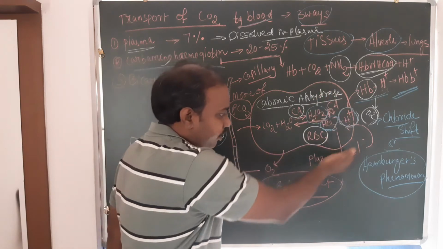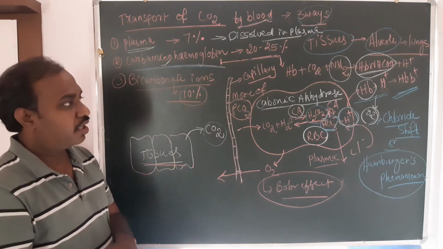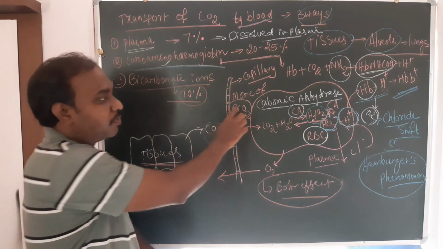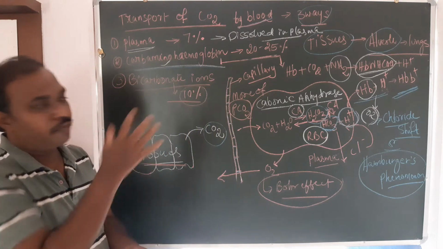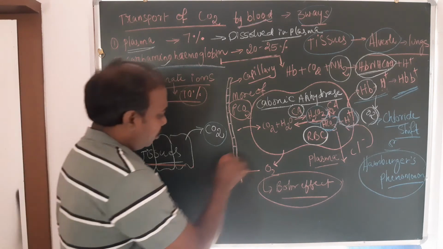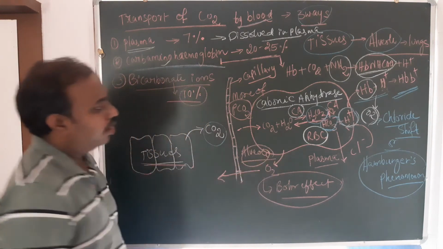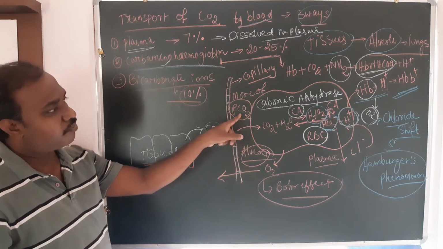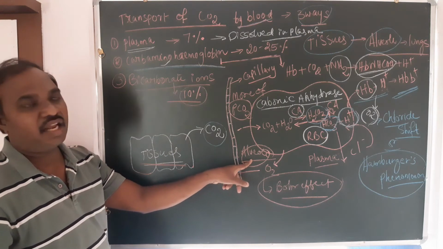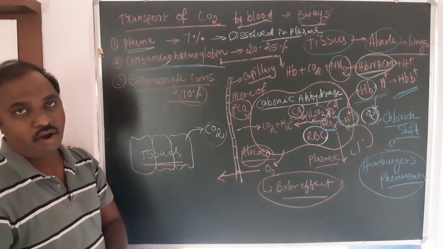But as it travels back towards the alveoli, you have less partial pressure for oxygen, more partial pressure for carbon dioxide, and more partial pressure for oxygen will be there at the alveoli. What happens in the alveoli? Do we have more or less partial pressure of carbon dioxide? Obviously, you will have at the alveoli less partial pressure for carbon dioxide, more partial pressure for oxygen, right?